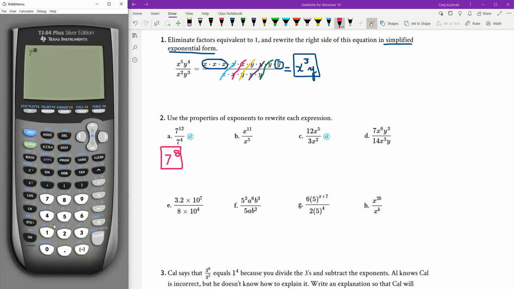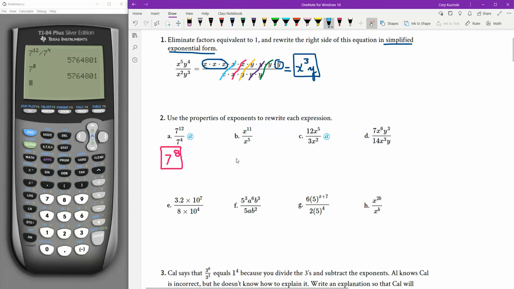Let's check it just to make sure. 7 to the 12th divided by 7 to the 8th. We're not going to do this every time by any means. I'm sorry, I wrote that down wrong. How about this? 7 to the 12th divided by 7 to the 4th. That's a big difference. There it is. About 5.7 million. And then we'll do 7 to the 8th. That's the same number. So we did that right. I guess we could write that out as that number now, but I'm not going to do that in this case.